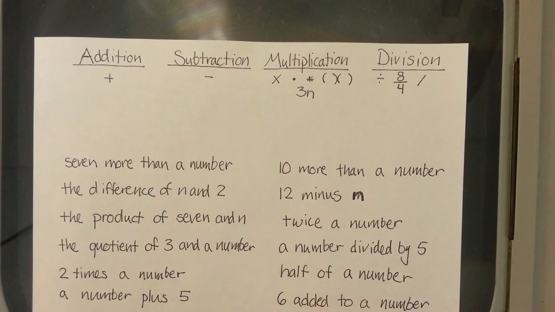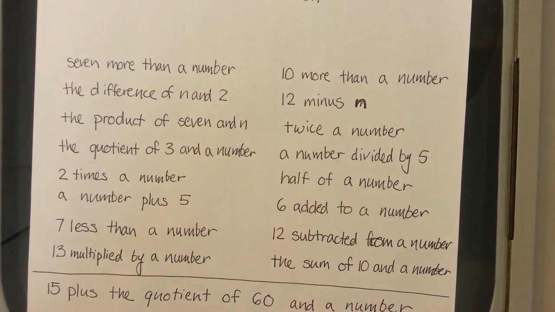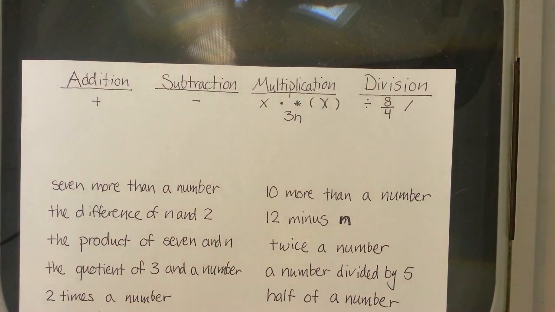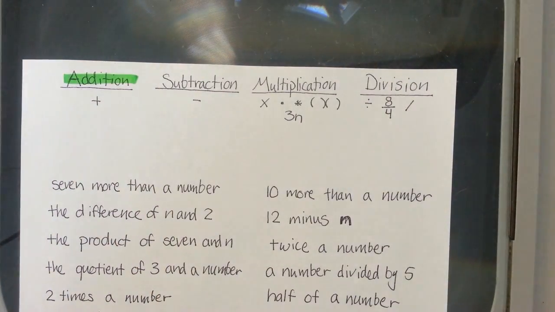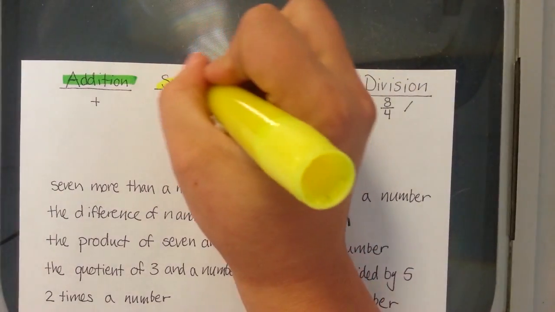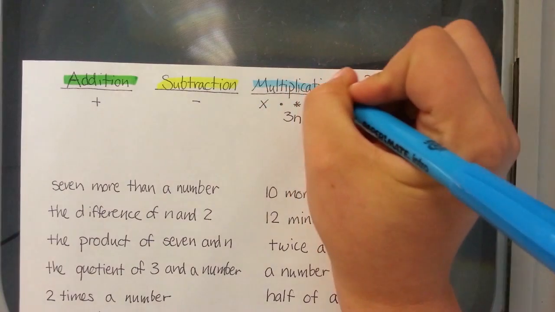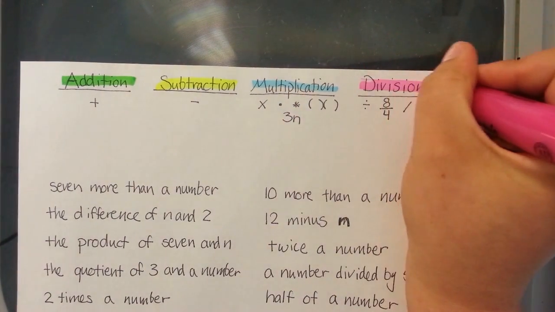So we're going to look at some English phrases and translate them into mathematical language, mathematical symbols. And what I want you to do is go get 4 highlighters right now, 4 different colors, because we are going to highlight the words that mean addition. We're going to highlight the words that mean subtraction. We're going to highlight the words that mean multiplication. And we're going to highlight the words that mean division.